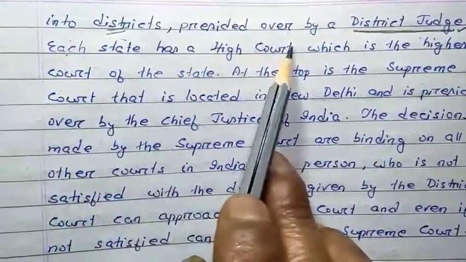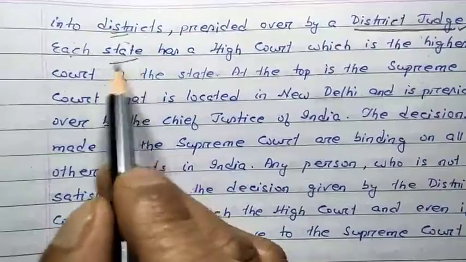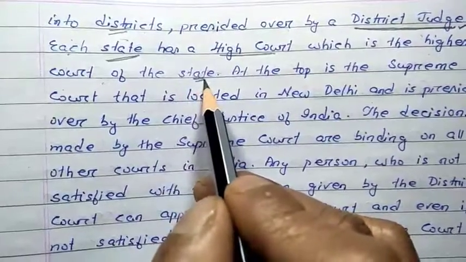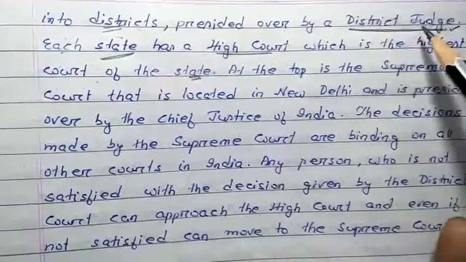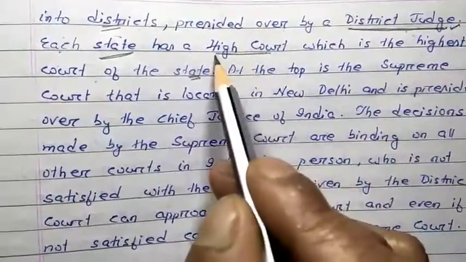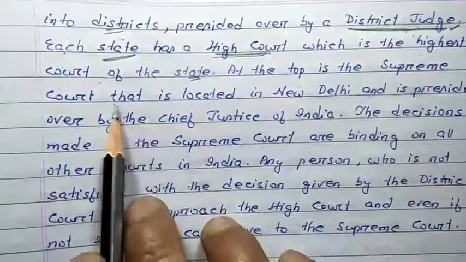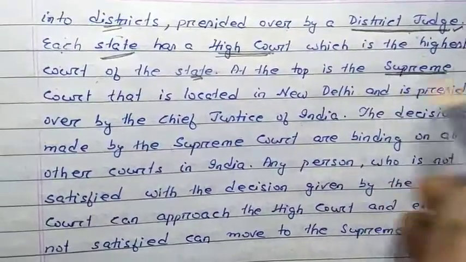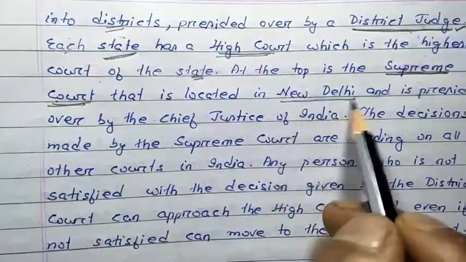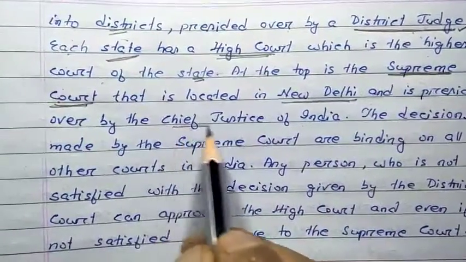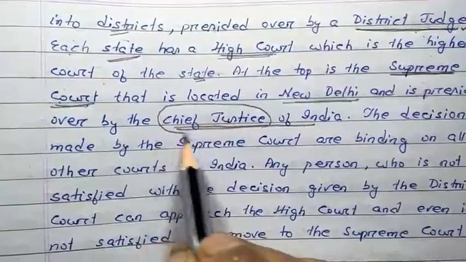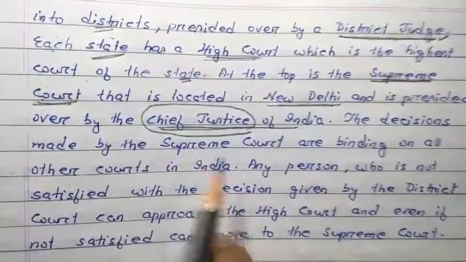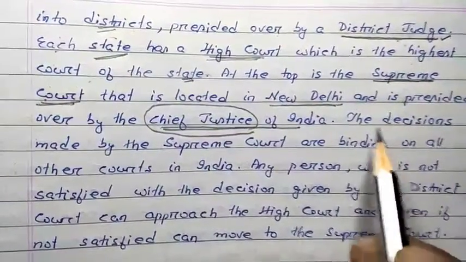Again, each state has a high court which is the highest court of the state. Every state is supposed to have one high court, and that is the highest court in the state. If any person is not satisfied with the decision given by the district judge or the district court, they can move to the high court. At the top is the Supreme Court, which is located in New Delhi and is presided over by the Chief Justice of India. At present, the Chief Justice of India is Sharad Arvind Bobde.